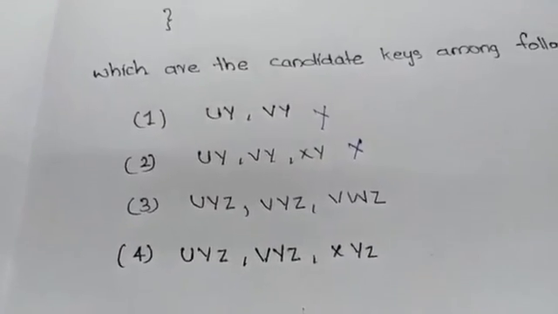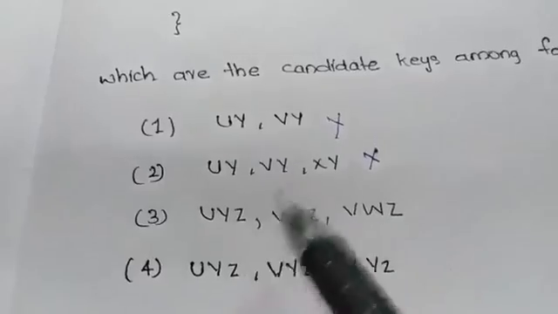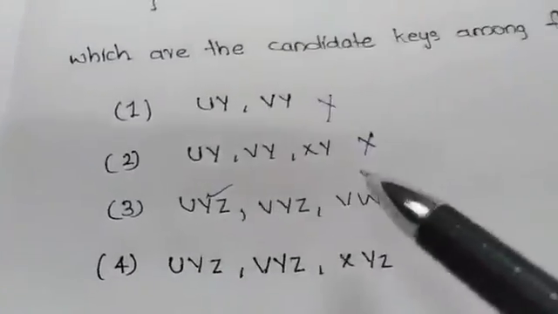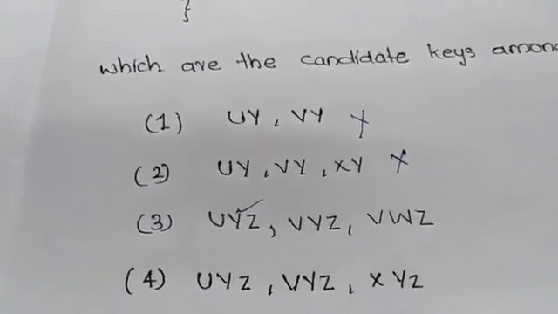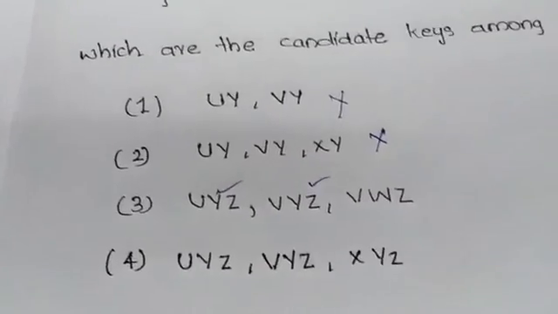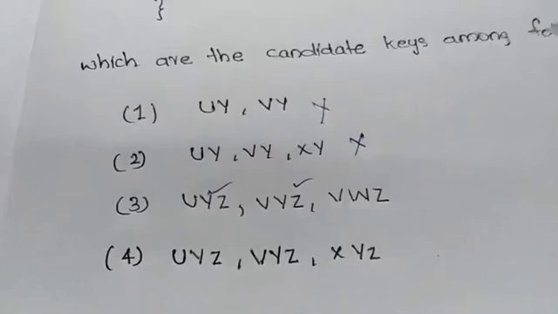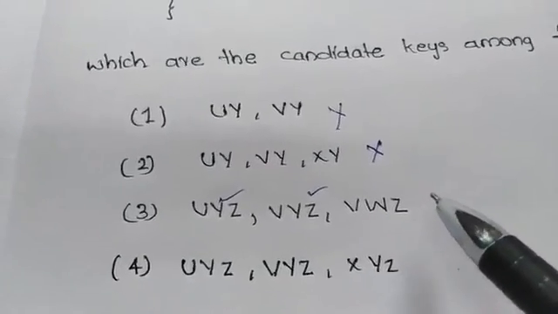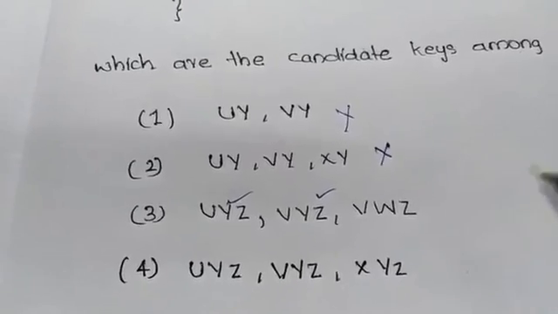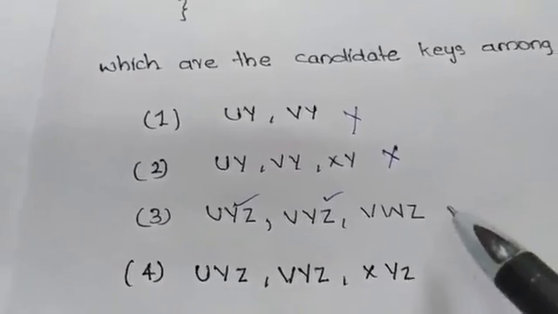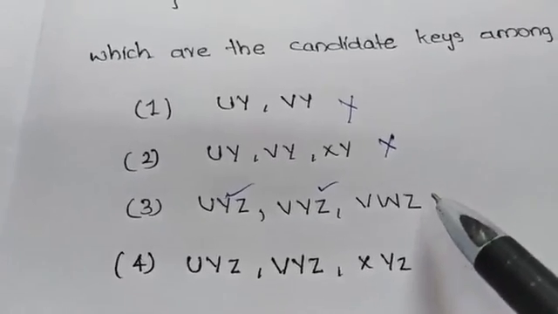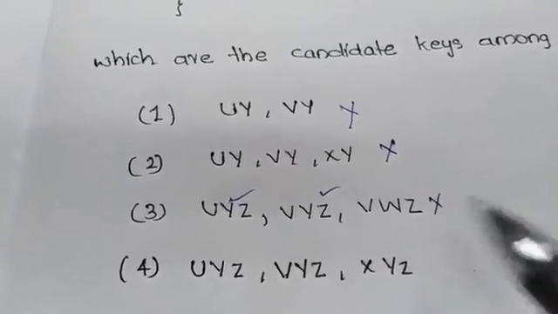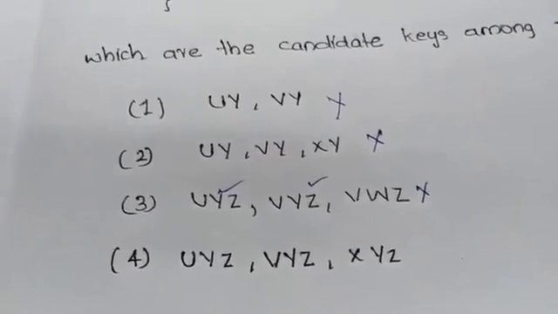Then in the third option, UYZ. Yes, okay, it is valid. VYZ. Okay, it is also valid. VWZ. But here Y is not there. So we can't say it is a candidate key for the relational schema S. So this option is also not correct.